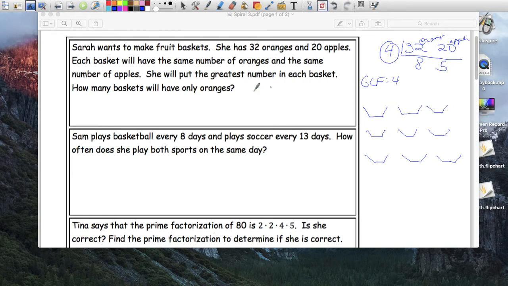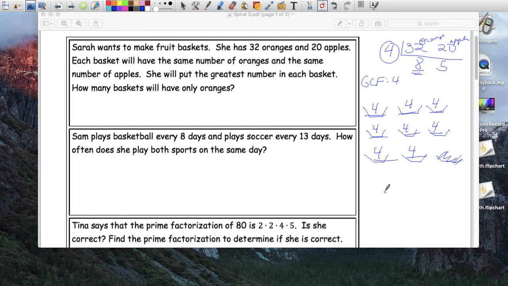So we're interested in the oranges. There are 32 oranges, and each basket will only have 4 oranges. Well, if I put 4 oranges here, 4 over here, 4 over here, 4 over here, 4 over here, 4 over here, I'm going to need 1, 2, 3, 4, 5, 6, 7, 8 baskets, and that's what this number, in this case, will tell me, right? So each basket will have 4 oranges, but I'm not interested in the number of oranges in the basket. I'm interested in how many baskets will have only oranges. Well, I'm going to have 1, 2, 3, 4, 5, 6, 7, 8. 8 baskets full of orange.